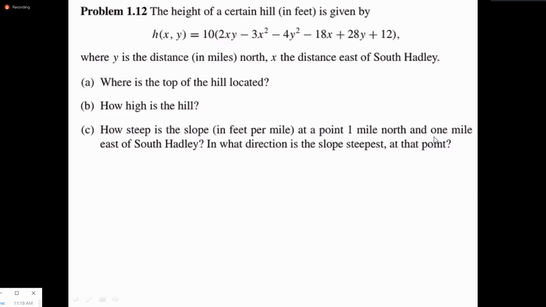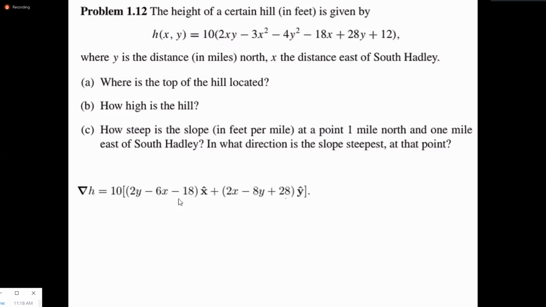I have an example here, which is also given in Griffiths. The height of a certain hill is given with the help of this function h of x comma y, where y is the distance in miles north and x is the distance in miles east of South Hadley. We need to find out where the top of the hill is located. So how to do it? At the top of the hill, the gradient of the function should be 0. So you will calculate the gradient, equate it to 0, and then you should be able to find out the values of x and y.